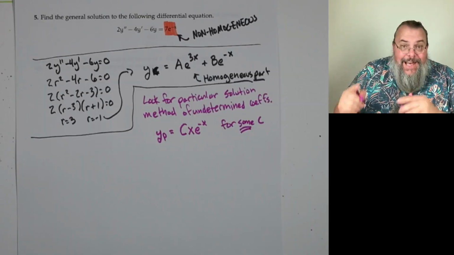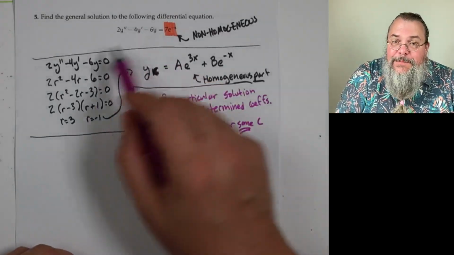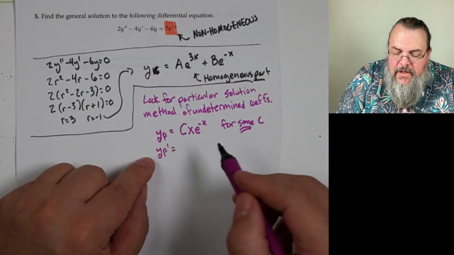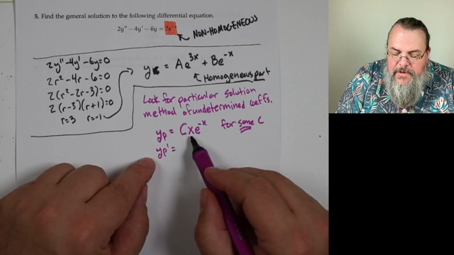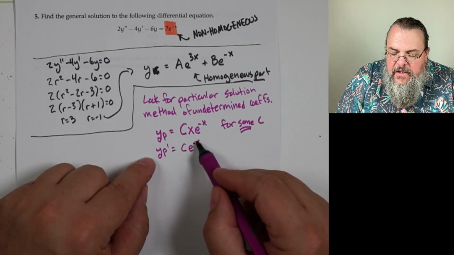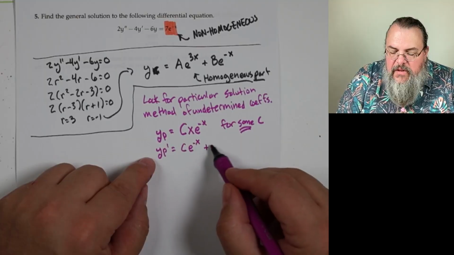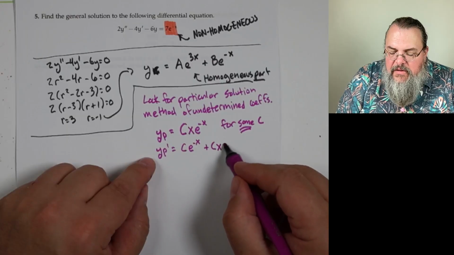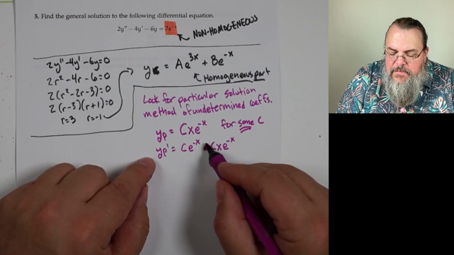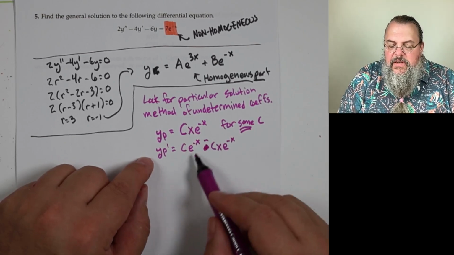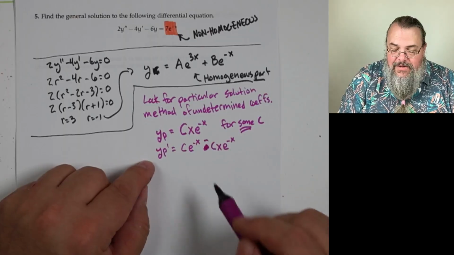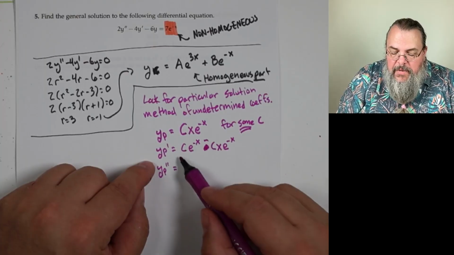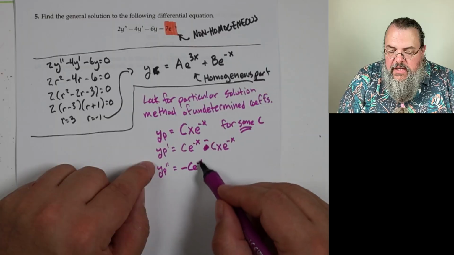To figure that out, we've got to plug it in. So we're going to take our first derivative, and we're going to do a product rule. Derivative of the first is just 1. So c e to the minus x plus c, and then x times the derivative of e to the minus x, which is minus e to the minus x. So y p prime is c e to the minus x minus cx e to the minus x. For y p double prime, a minus comes down, so minus c e to the minus x.